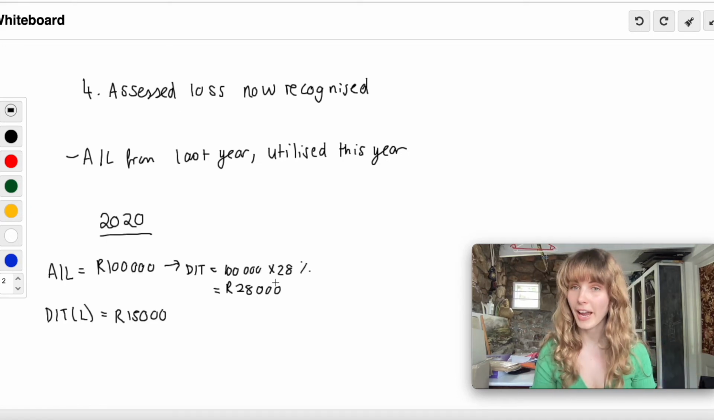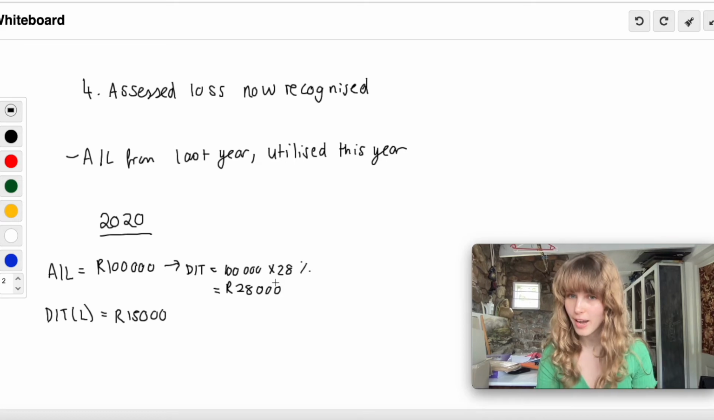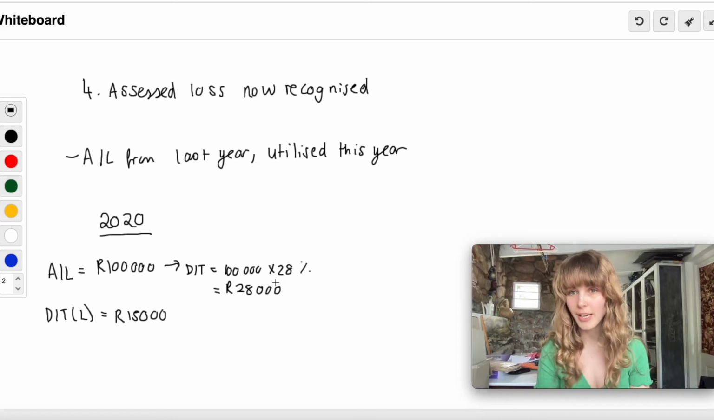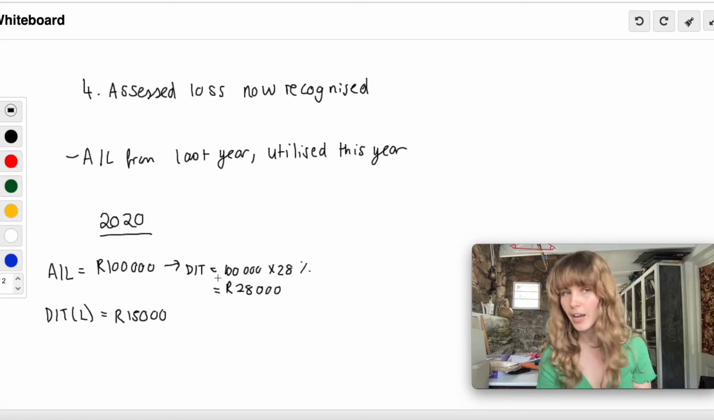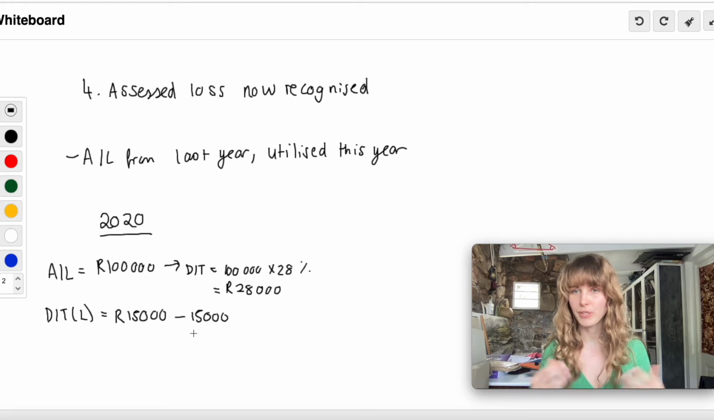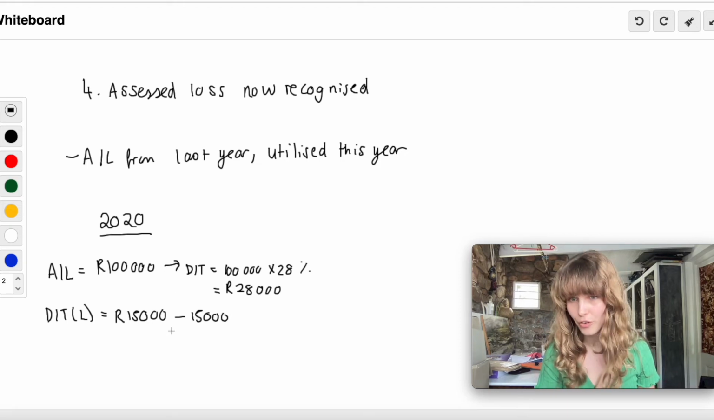Okay, so let's say in 2020, last year, we had an assessed loss of 100,000 Rand. So we're now paying tax, right? And we have a deferred tax liability of 15,000 Rand. Now accounting says that we can use some of the deferred tax relating to the assessed loss to offset the deferred tax liability. So what we do is we calculate the deferred tax on the assessed loss, which would be the 100,000 times 28%. So we get 28,000 Rand relating to the assessed loss. Now, because the deferred tax liability is 15,000, we can offset the entire deferred tax liability so that the resulting effect is that we have no deferred tax liability for the year.